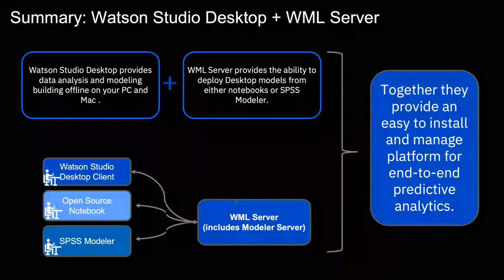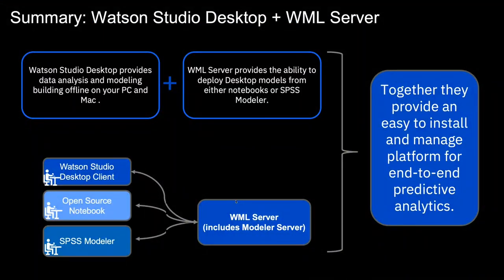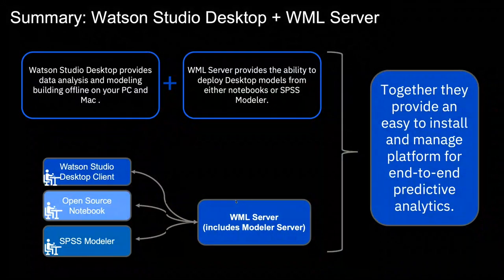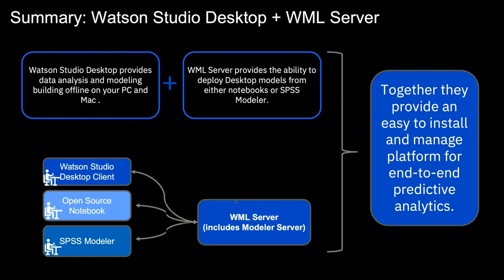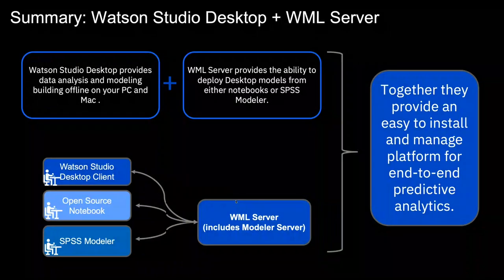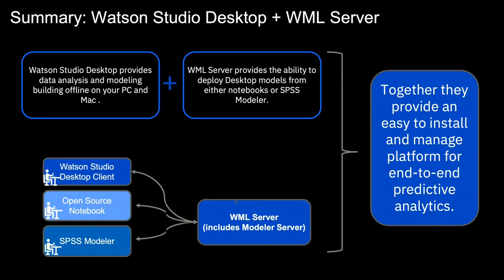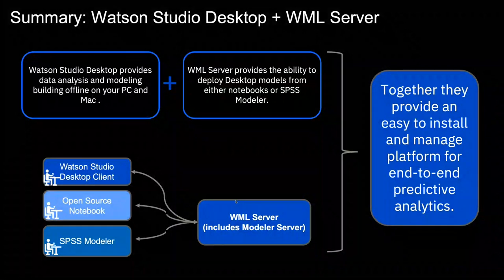To give a summary of what users can achieve with Watson Studio Desktop together with Watson Machine Learning Server, here's a graph. On the top left, you see that people use Watson Studio Desktop to do data analysis and model building offline on their PCs and Macs, so you can use it without internet and run it on your laptop, which makes it very flexible. You can then also connect to Watson Machine Learning Server, because it provides the ability to deploy the model you build on desktop, either from a notebook through any open source framework or using SPSS as a model. And of course, AutoAI is part of the models we support.